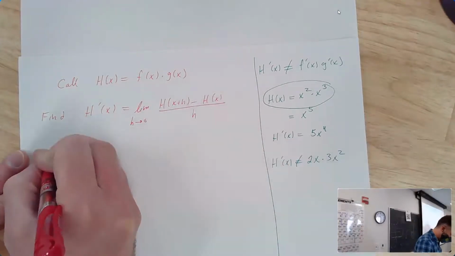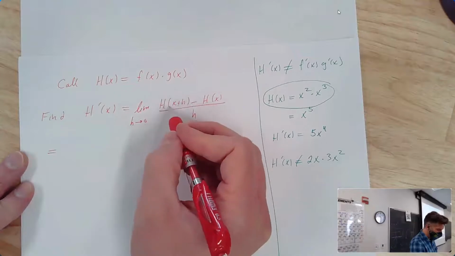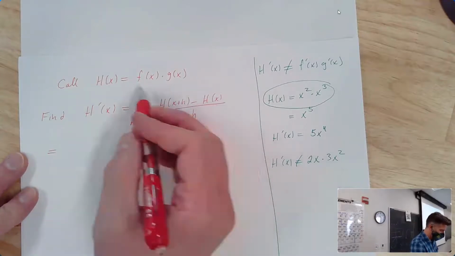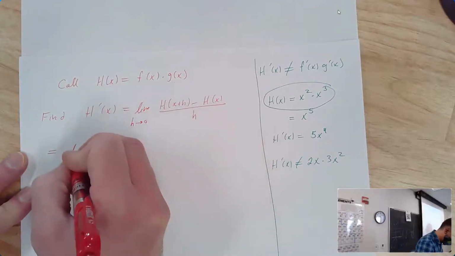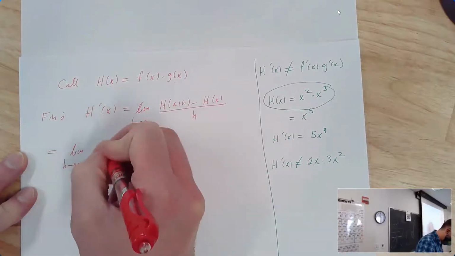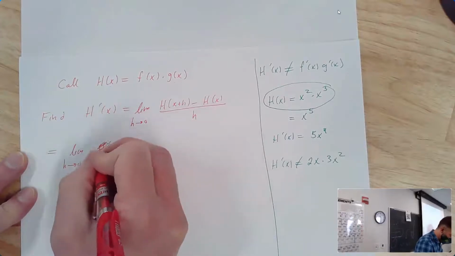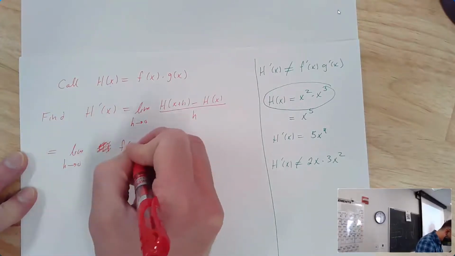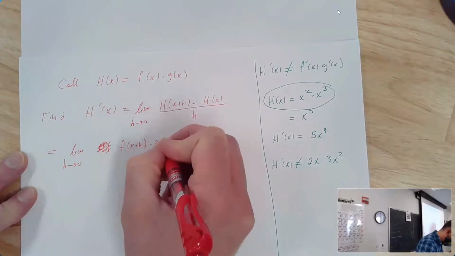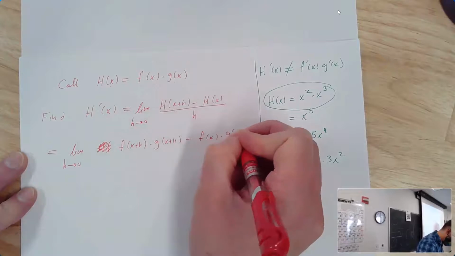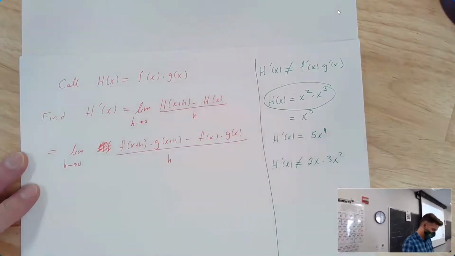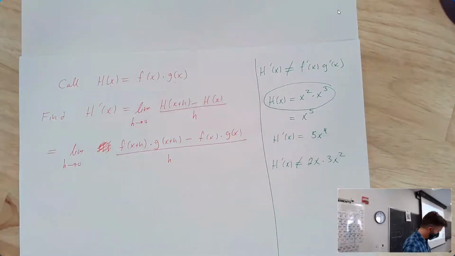So let's rewrite this. h of x is really f of x times g of x. So h of x plus h is f of x plus h times g of x plus h, minus f of x times g of x, all over h. Okay. Good so far? Right.